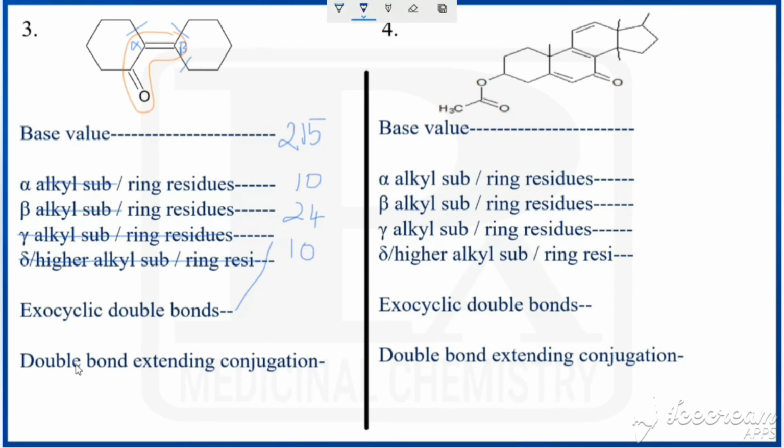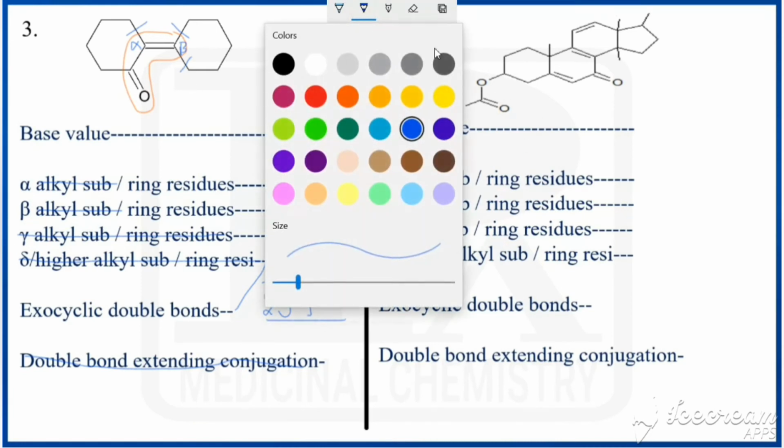Now we have to check the double bond extending conjugation. It is having only one double bond, so it is not having double bond extending conjugation. So by adding these values, what are you getting? 259 nanometers. So that is the lambda max for this structure. Now let's see the next one.